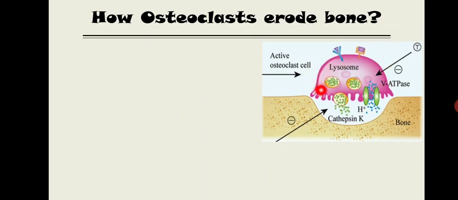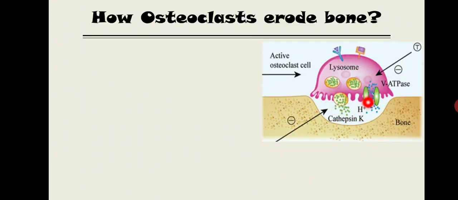Now this osteoclast has an attachment protein. That protein is going to attach over the bone surface. That protein is the integrin. Once the integrin binds with the bone, it creates a very private portion of that cell that is known as the sealing zone. Once this sealing zone is created, two things will take place inside this private space that is created by this osteoclast.